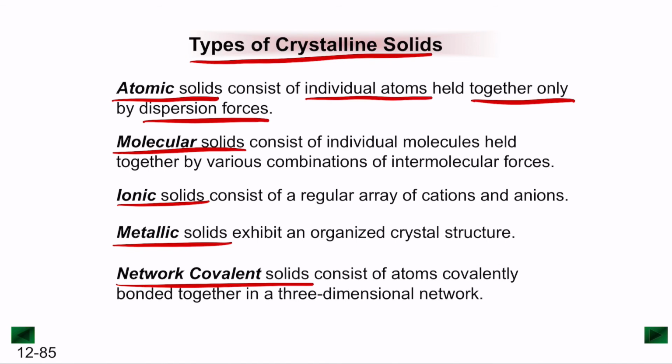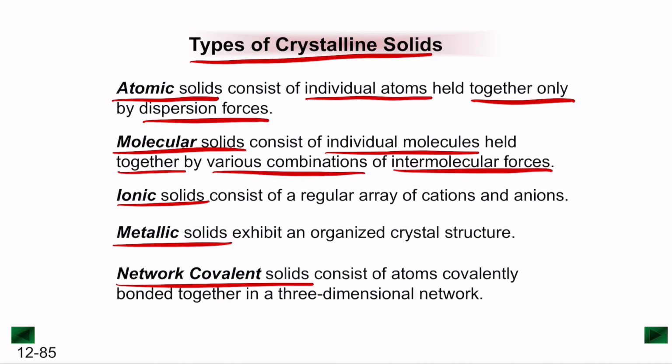Examples of these are metals. Metals are mostly atomic solids. Atomic solids are generally structures with larger structures. They generally have a single atom. Next, you have molecular solids that consist of individual molecules held together by various combinations of intermolecular forces. Examples of these are ice. Ice can be considered as a molecular solid.